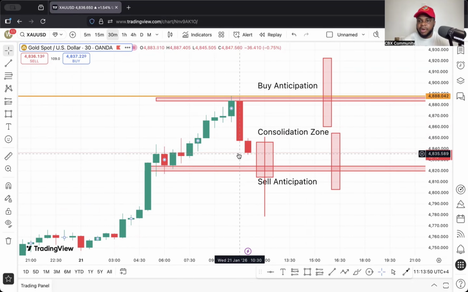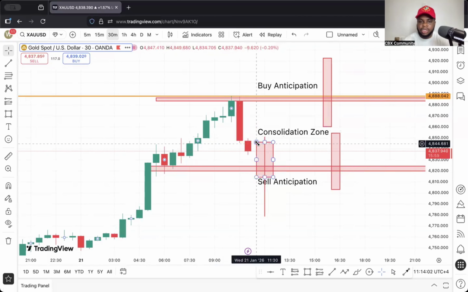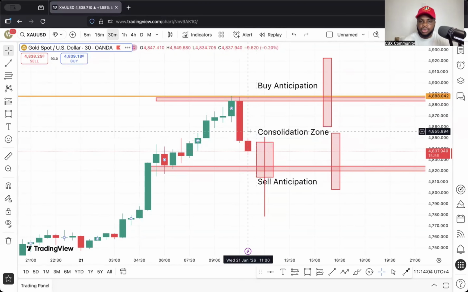But for now, we are just waiting until we are able to identify a structure, a confirmation that it is the right time for us to take a position. But this candle can as well choose to close with a small bearish candle in this consolidation zone. So sometimes it's always good for you to know exactly what you want.